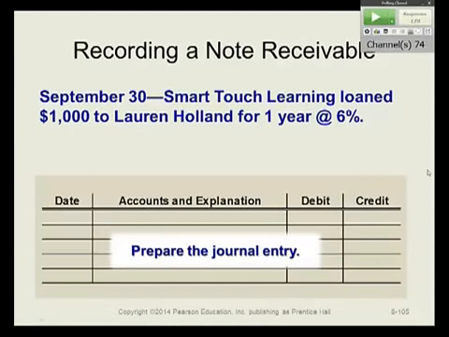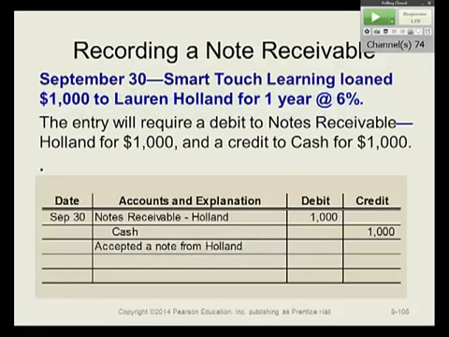If on September 30th they lend $1,000 to Lauren Holland for 1 year at 6%, the entry is pretty simple. You're going to debit the notes receivable to the individual, and you would credit cash. So again, you could also credit sales revenue. If this note was for a durable asset, as we said, like sometimes appliances, you could have a 3-year loan, automobiles on 3-year loans as well.